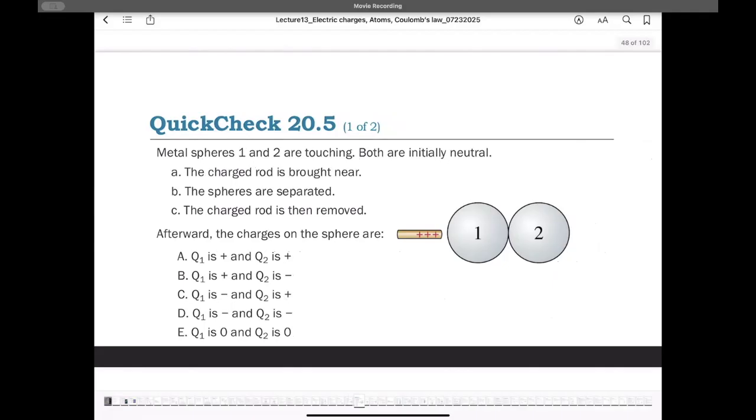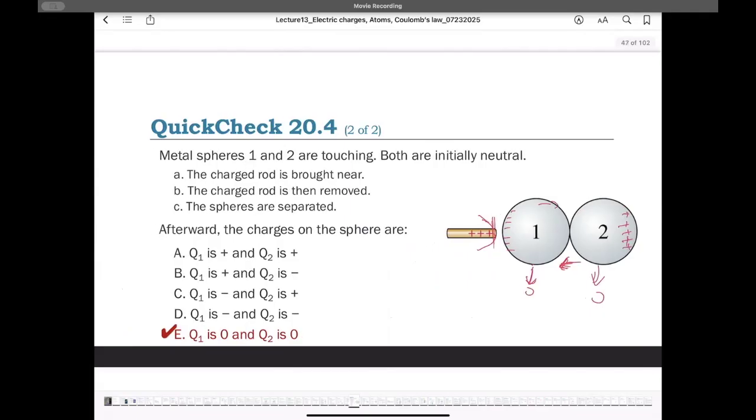Okay, let's talk about the other one. This is an interesting one. You can see metal spheres 1 and 2 are touching. Both are initially neutral. Then there are 3 steps. The charged rod is brought near. The spheres are separated. The charged rod is then removed. You can see those two are different. In the first one, the charged rod is brought near, then the rod is removed, and then the spheres are separated.